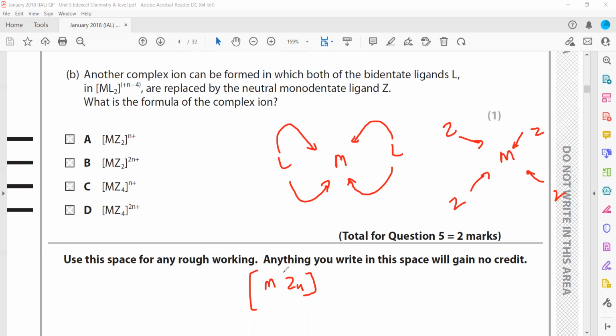And what will be the charge on the complex? Because this is a neutral monodentate ligand, and the charge on the metal was N, which they already mentioned in the beginning. So what is the total charge on the complex? That total charge on the complex will be +N. So that's why C is the right answer for this.